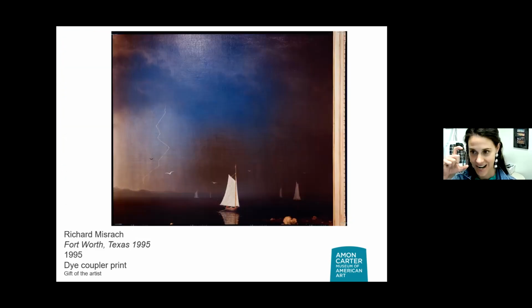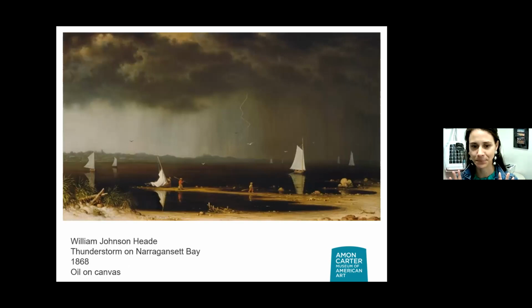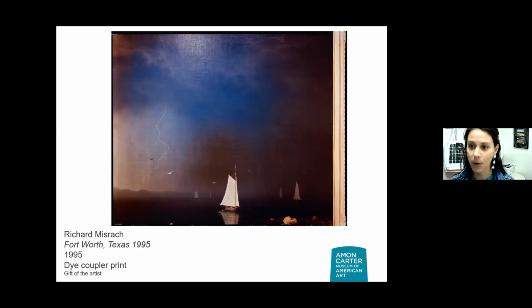It's a photograph that Richard Mizrak took of a painting hanging on our walls in the museum. So that's why it's titled Fort Worth. He took it in the Amon Carter's gallery. But he deliberately included the frame, so we knew that it was man-made. We knew that it's something that is on view, is in a gallery. It's got enough importance that it's framed and on view.